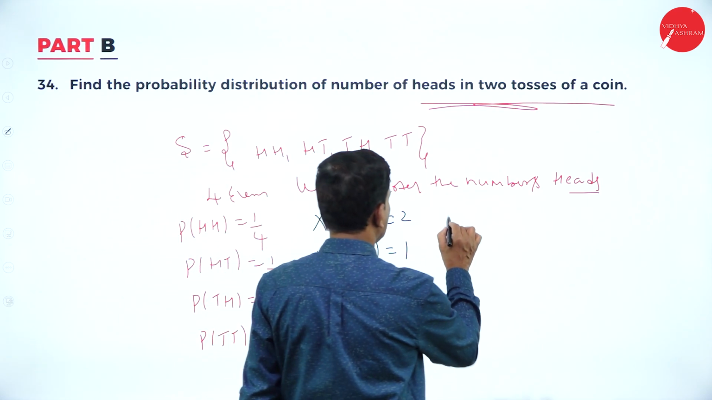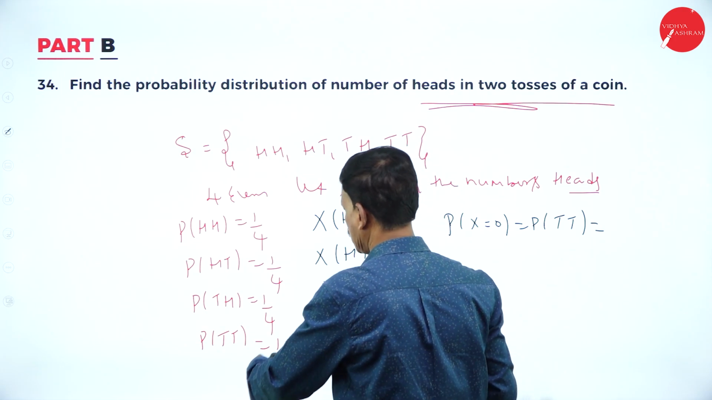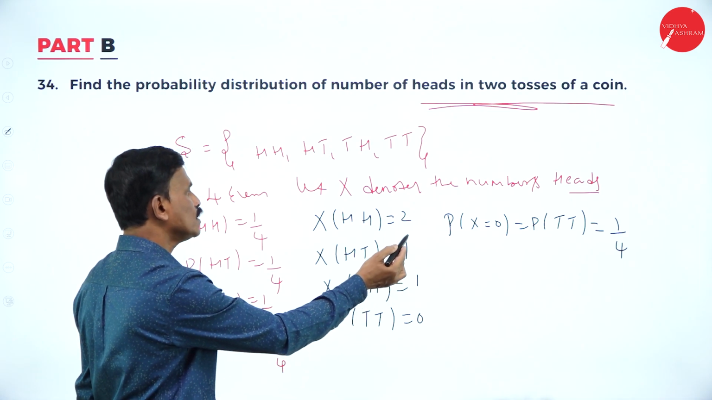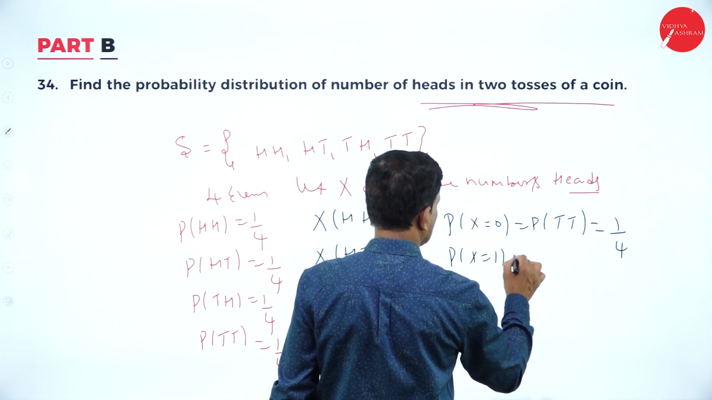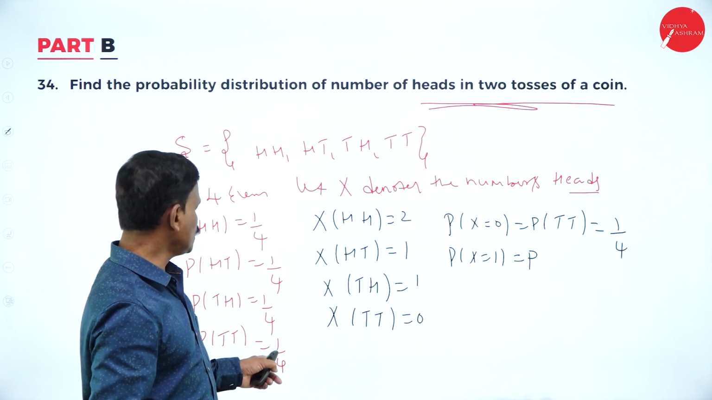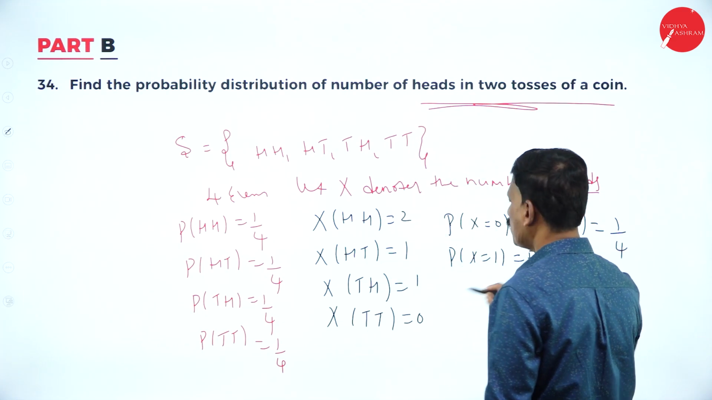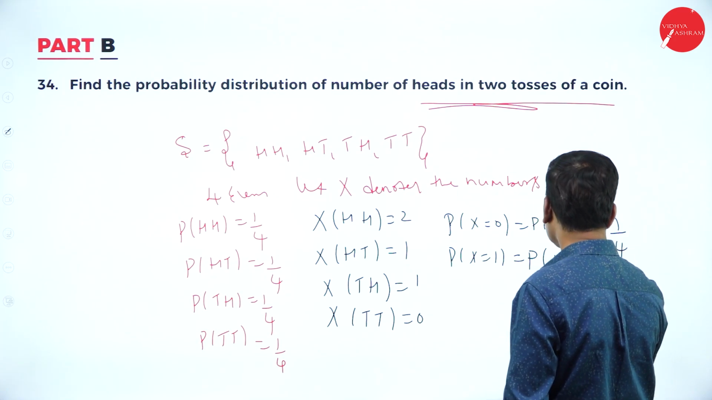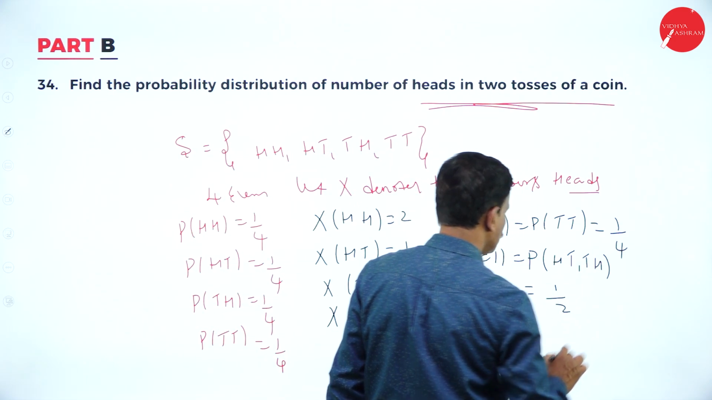So from this, probability of X equal to 0, which means no head, is the probability of T and T, that is 1 by 4. Now P of X equal to 1 means there is one head, either head and tail or tail and head. That is probability of H and T plus T and H, so that's equal to 1 by 2.